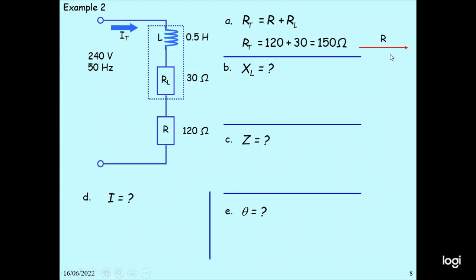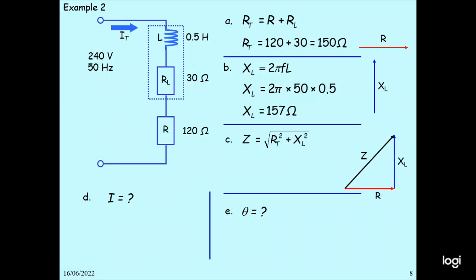XL have to calculate that. XL is 2πfL. So 2π × 50 × 0.5, you get 157 ohm. Impedance have to be calculated. So Z equal to square root of RT square plus XL square, so this is impedance Z. Z equal to square root of 150 square plus 157 square, you get 217 ohm.